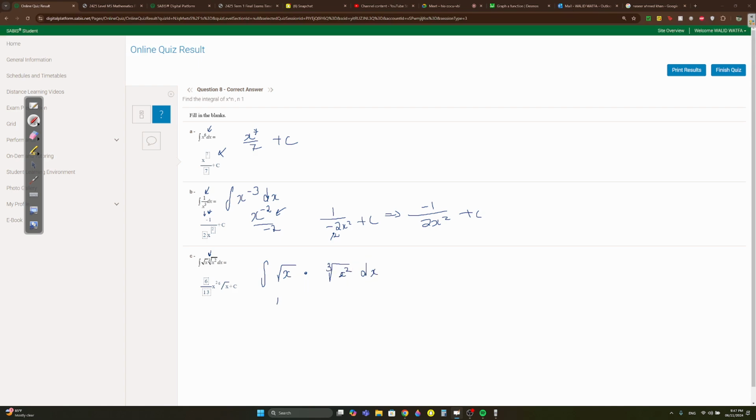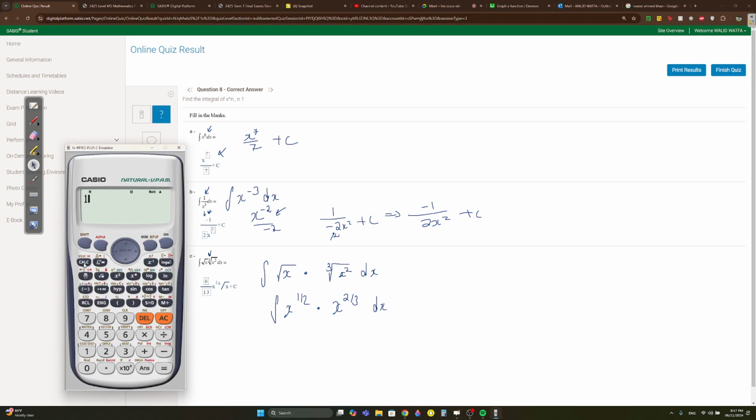How do you integrate this? Change it to fractions. So you're going to get x to the 1/2 times x to the 2/3 dx. Add these up, 1 over 2 plus 2 over 3. I'm not going to bother doing it in my head. You get 7 over 6. So you're going to get integral x to the power of 7 over 6 dx.